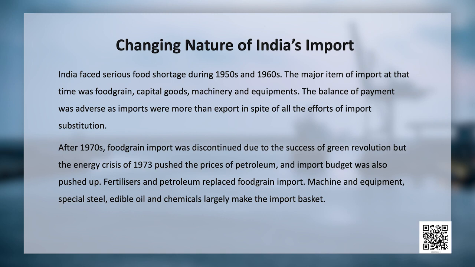But the energy crisis of 1973 pushed up the prices of petroleum, and the import budget was also pushed up. Fertilizers and petroleum replaced food grain import. Machine and equipment, special steel, edible oil and chemicals largely make up the import basket.